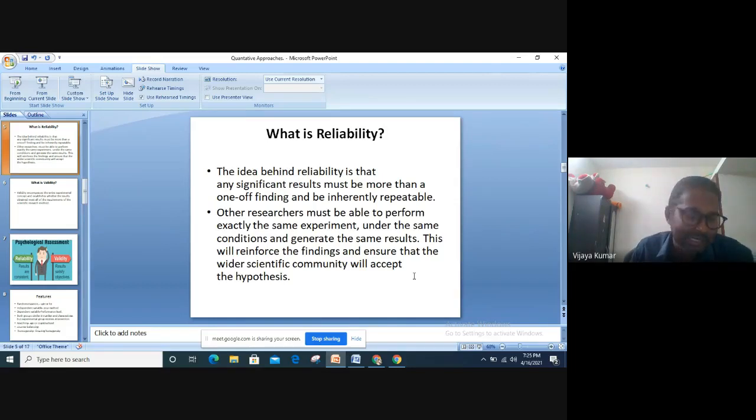Suppose Charles has conducted this experiment. It has worked for him. The same experiment, let's say I am conducting it in my classroom context. Now, I am not able to repeat that experiment because the steps are not very clear on what he did to me. Then the study is not reliable. Okay, it has worked for him, but it has not worked for me.